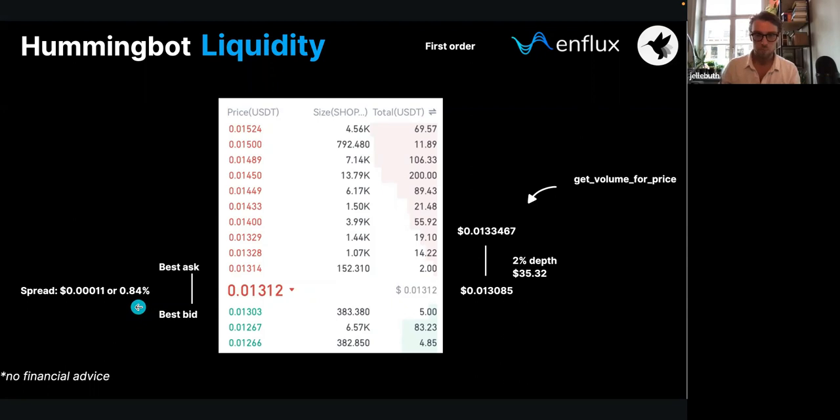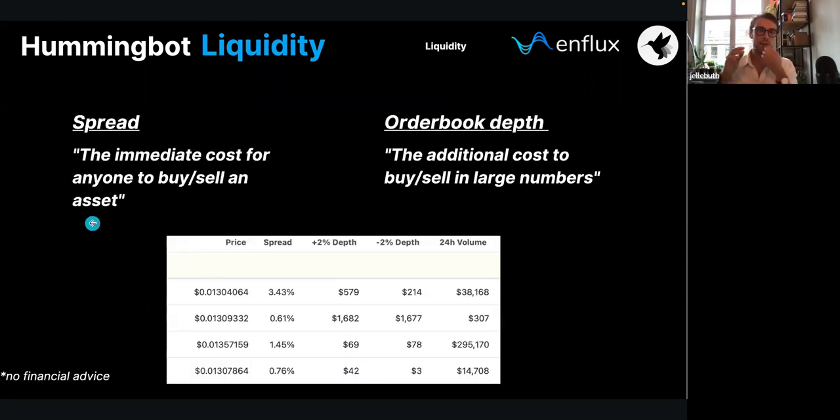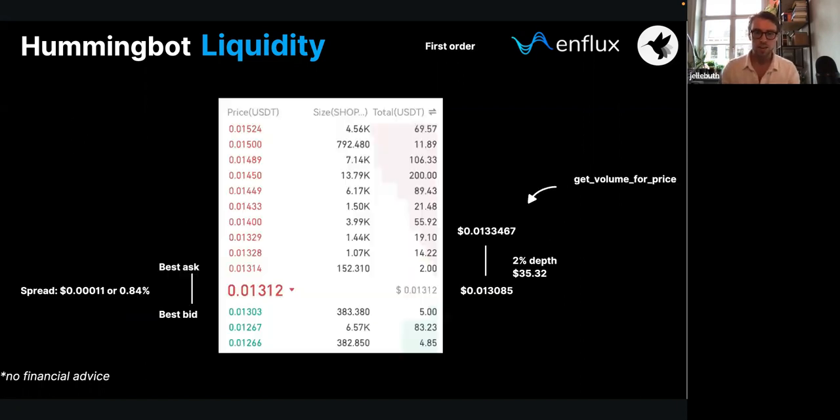And why spread is important is because, in my opinion, it's almost the immediate cost that someone pays, regardless of the trading size, for trading an asset. Because if you are buying an asset right now, if it's a $1 trade, you're paying the price of the best ask. And if you would immediately sell the asset at the same time, you'd be getting this price here, at least if you're placing a market order. And that means you're losing 84 basis points directly on the trade, regardless of the size.